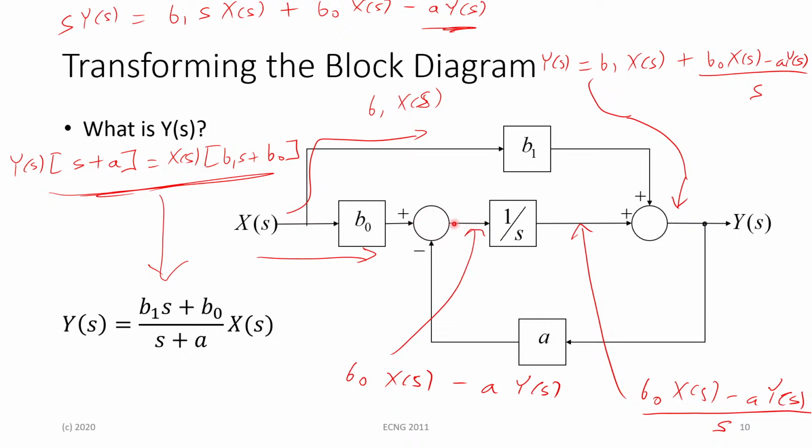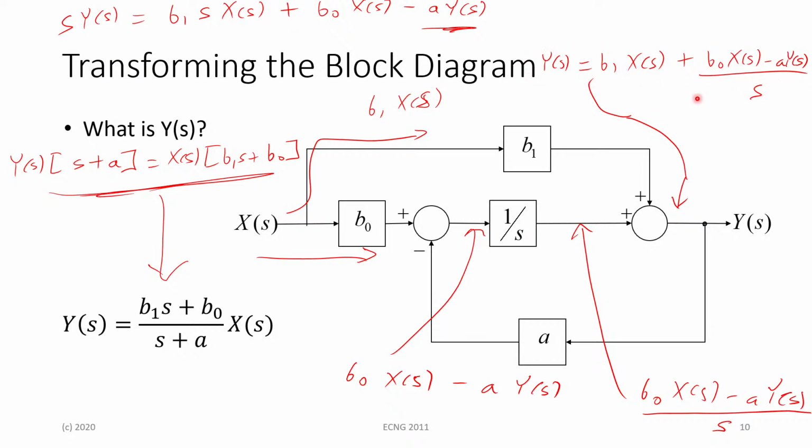the output of the summation junction here was b0 x of s minus a y of s because of this negative sign here. And then the output at this point here, after the 1 of s being our integral form, is going to be this entire equation here just divided by s. But the b1 x of s component here is not being divided by s. So that's how I end up getting the correct equation here.